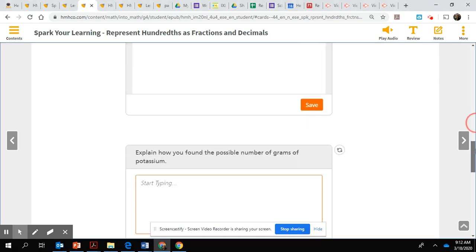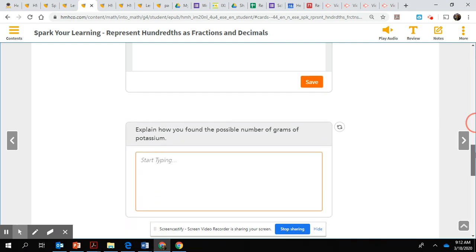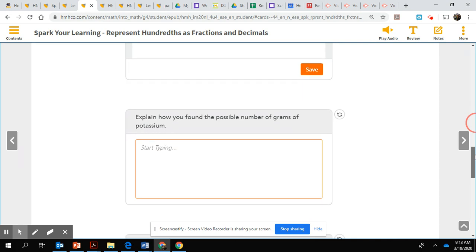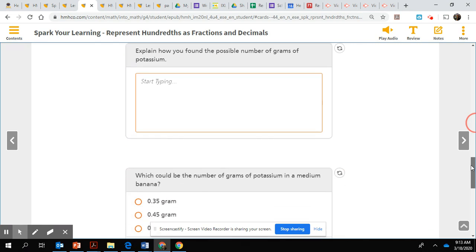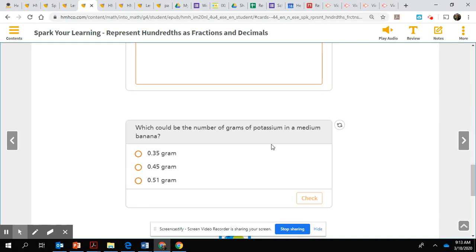So if we come down here, to explain how you will find the possible number of grams of potassium, you would simply explain that you would break the number line into hundreds in order to determine what the medium-sized banana would be, okay? It says which could be the number of grams of potassium in a medium-sized banana. So they give you three options.